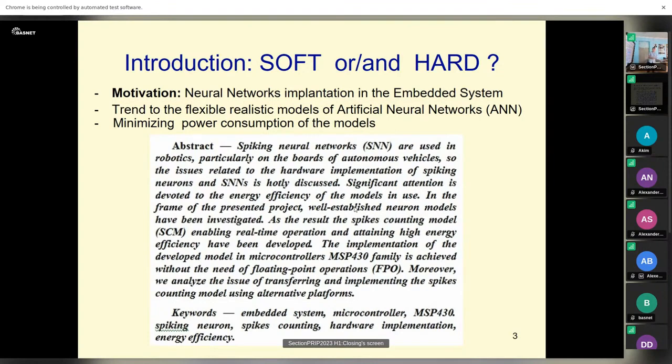Foundation software part. About implementation and where it is using. Neural networks are used in embedded system, for example, smart house for disabled patients and drones. But why SNN? Why spiking neurons? Because it repeats the model of brain that we have. It's using now in robotics and our directions. Keywords of this work are embedded system, microcontrollers, MSP430, spiking neurons.